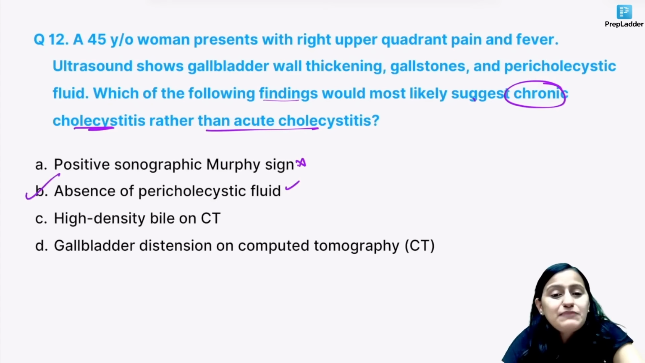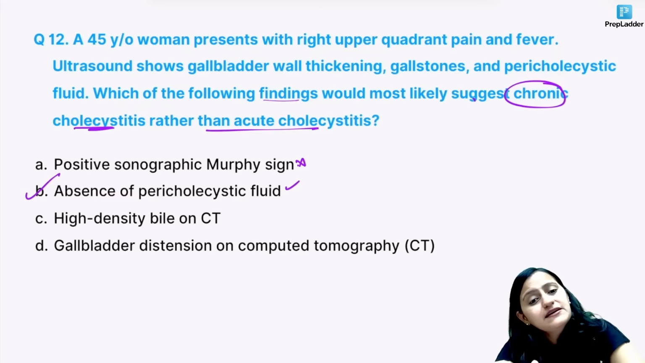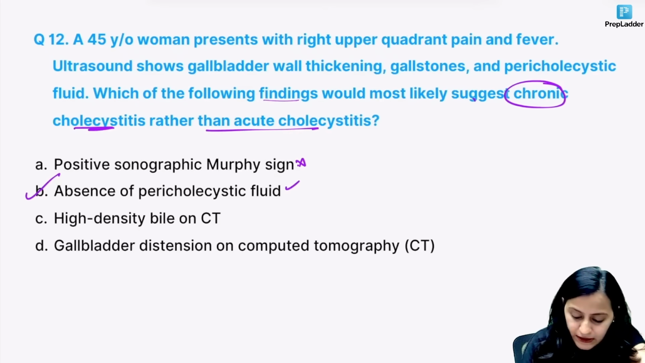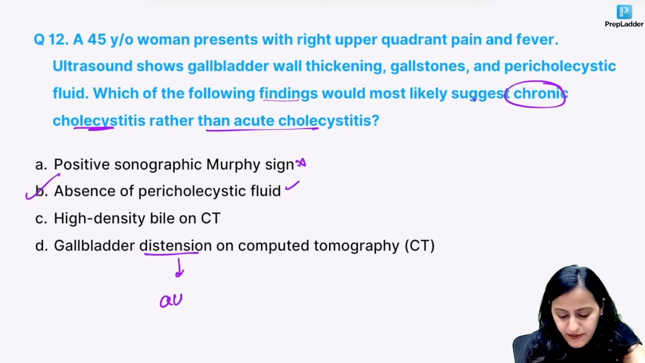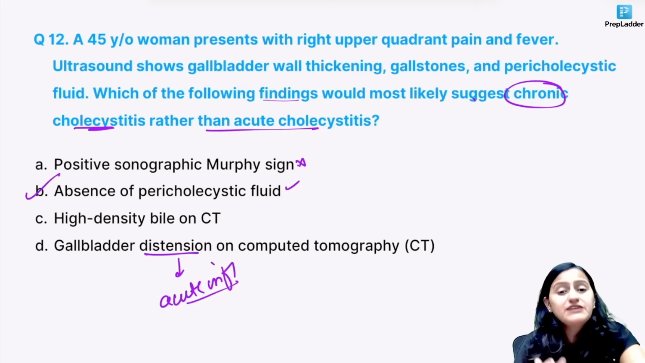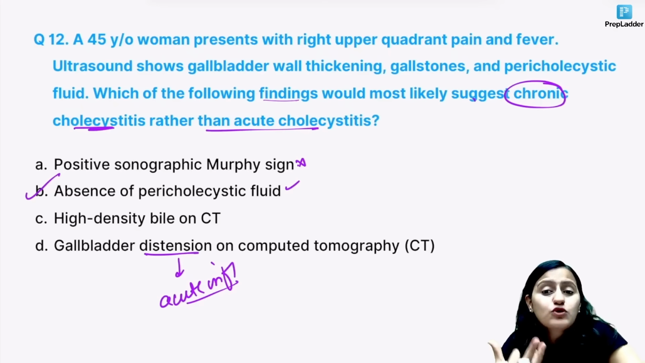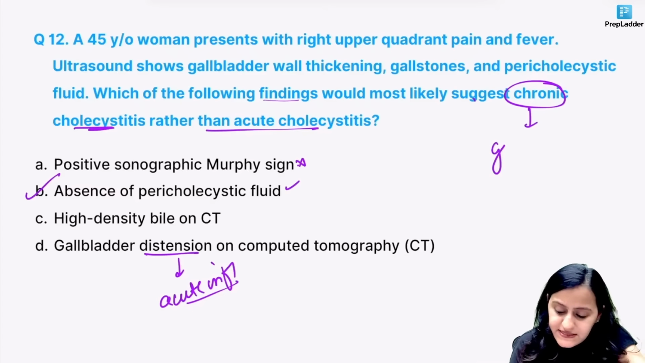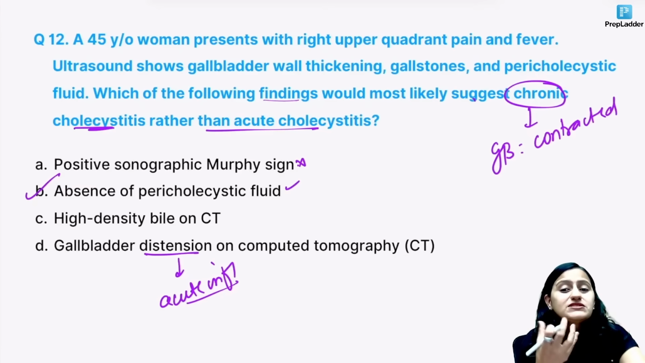High density bile on CT. Okay, that can be there in an acute condition also. It's basically because of the stasis of the bile. The density is increasing, right? So it could be in acute as well. Distended gallbladder. Remember, in any acute inflammation, the organ is edematous and bulky. So similarly, in acute cholecystitis, the gallbladder is over-distended. In chronic cholecystitis, the gallbladder is contracted. There is fibrosis, there is shrinkage.